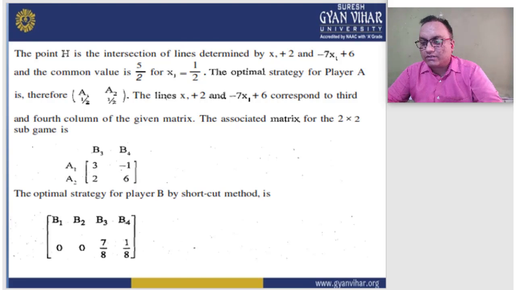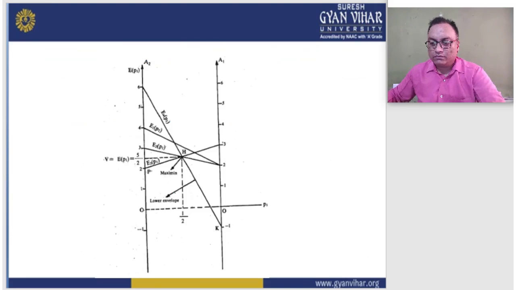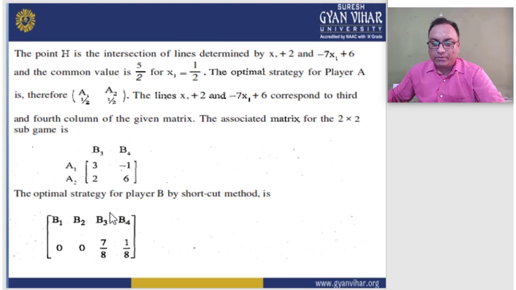The associated matrix for the 2 by 2 subgame, A1 A2 against B3 B4, is 3 comma 2, 3 comma 2... and minus 1 comma 6. So the optimal strategy for player B by the shortcut method is B1 0, B2 0, B3 7 by 8, B4 1 by 8, and this point H gives the value of the game. So this is the optimal case for this question.